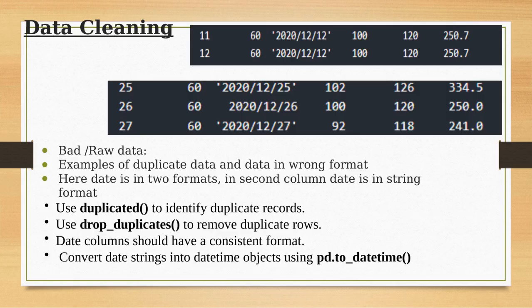Duplicate rows can lead to incorrect analysis. Use duplicated to identify duplicate records. Use drop_duplicates to remove duplicate rows. Date columns should have a consistent format. Convert date strings into datetime objects using pandas.to_datetime. Clean and consistent data improves analysis and machine learning performance.